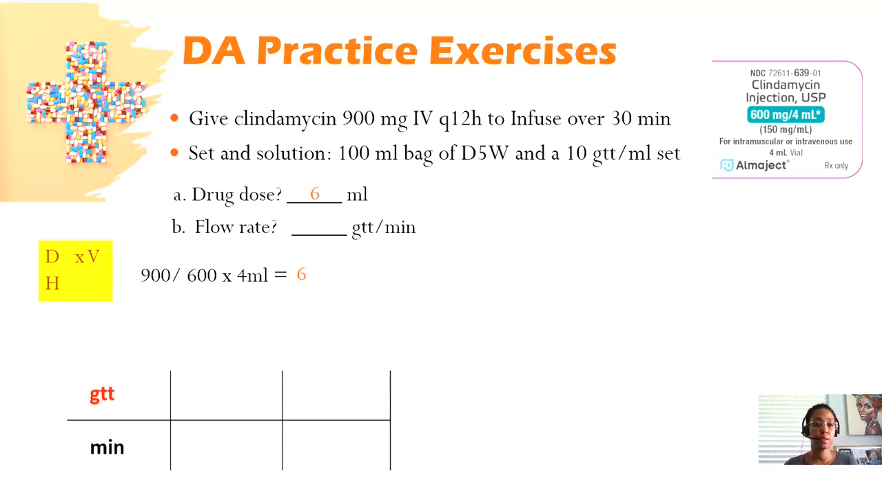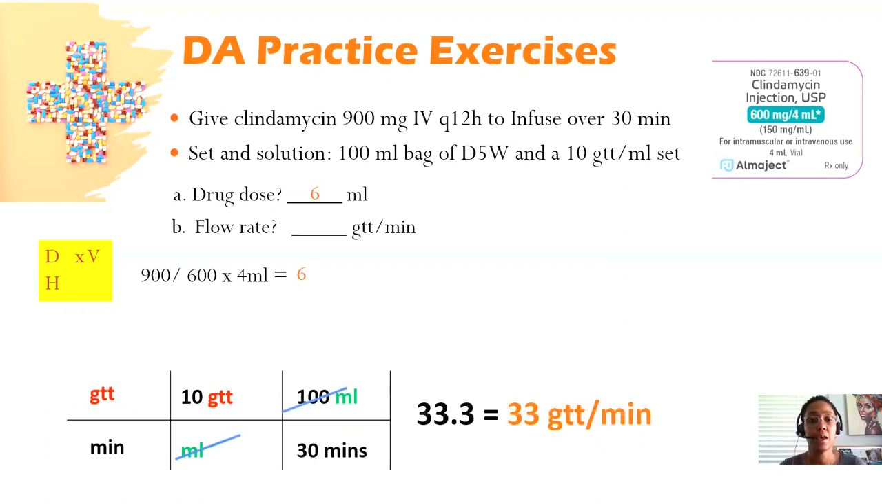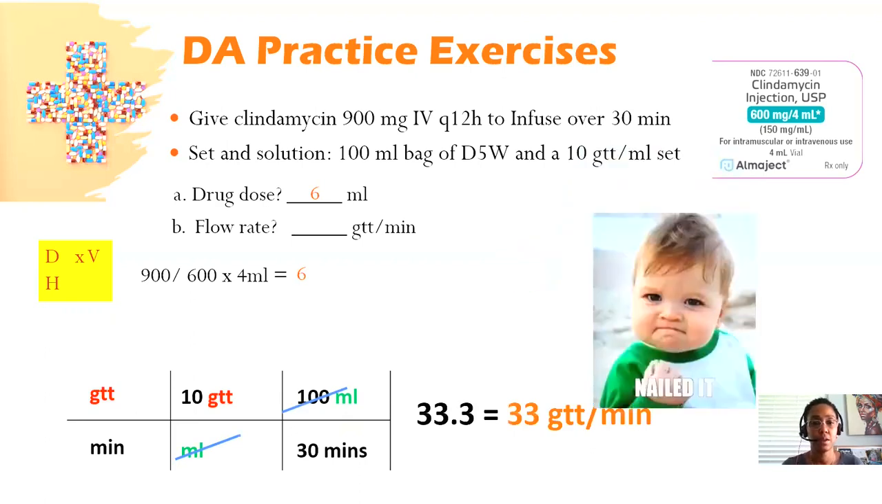Okay, so now let's calculate our drips per minute. We have drips per minute. The first step is the units have to match. Let's put in our drip factor, which is 10 drips per ml. And then our order, they want to go in 100 mLs in 30 minutes. mLs are crossed off, we are left with drips, we're left with minutes, and our answer is 33 drips per minute.